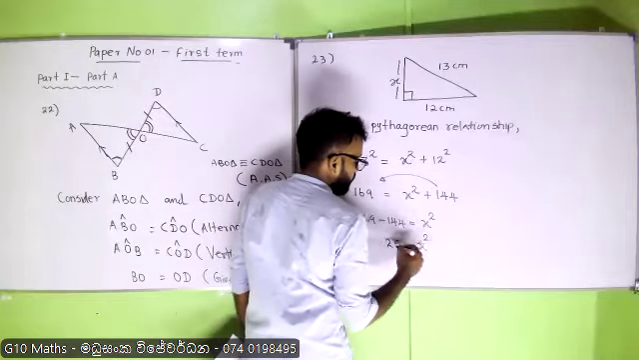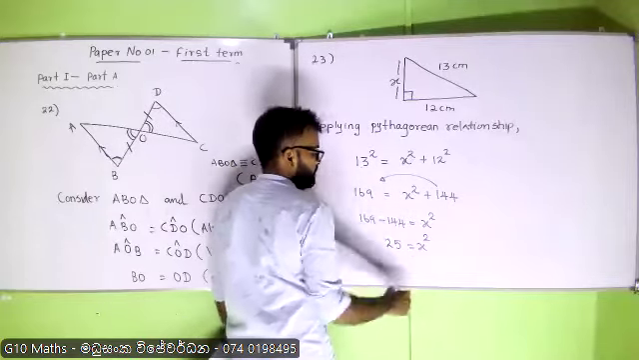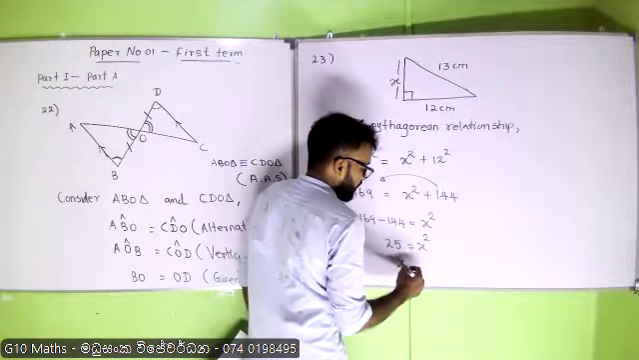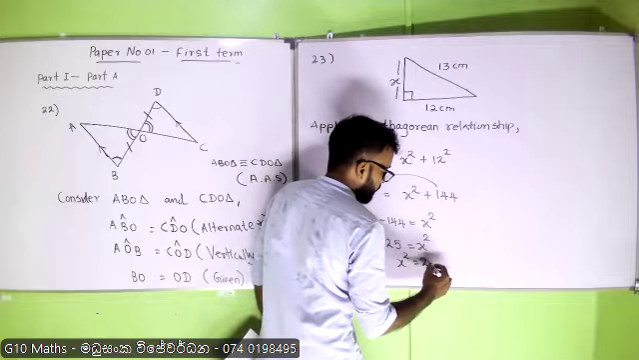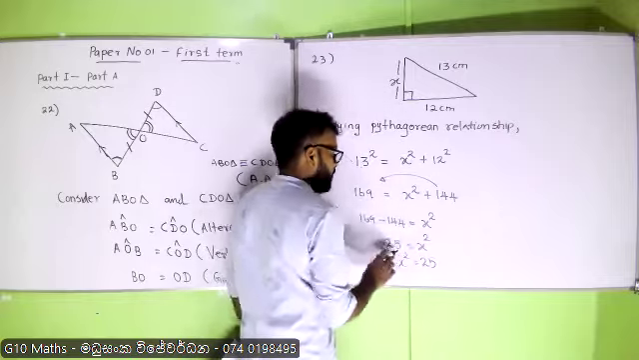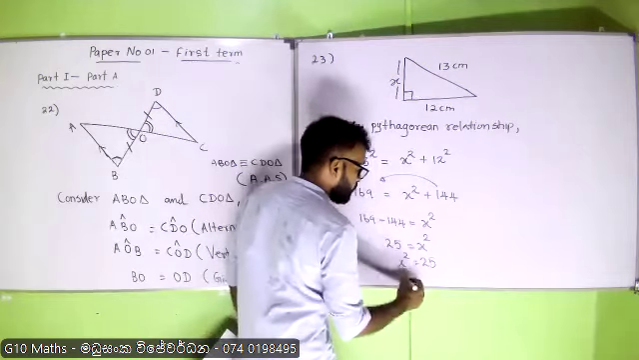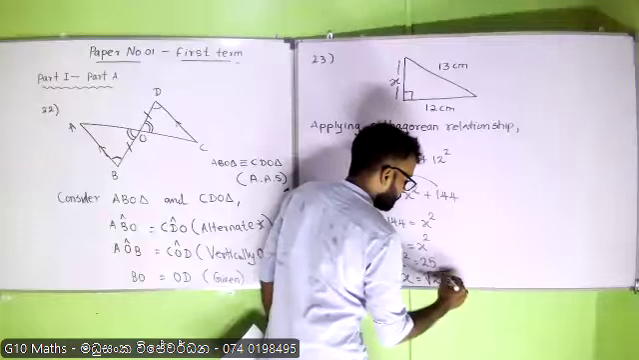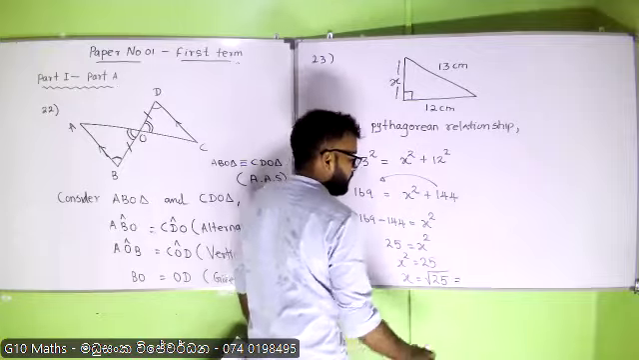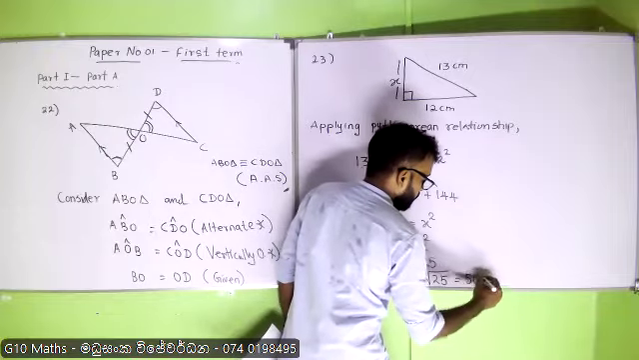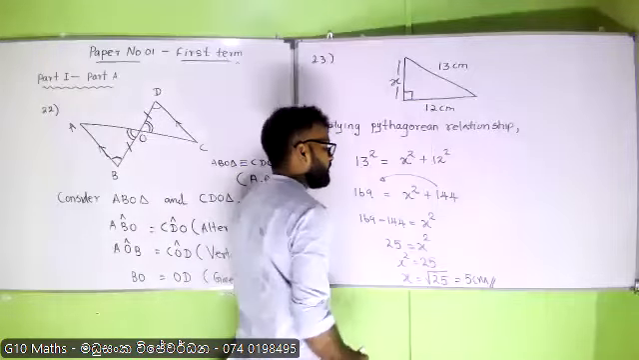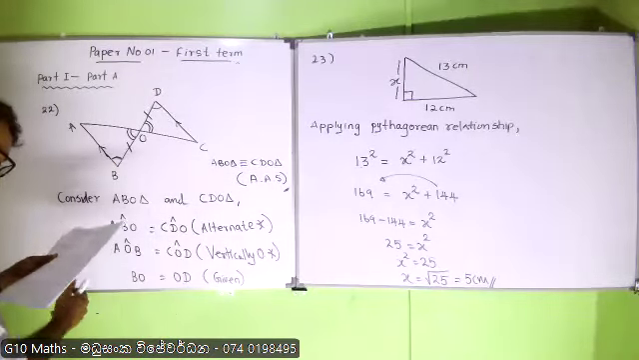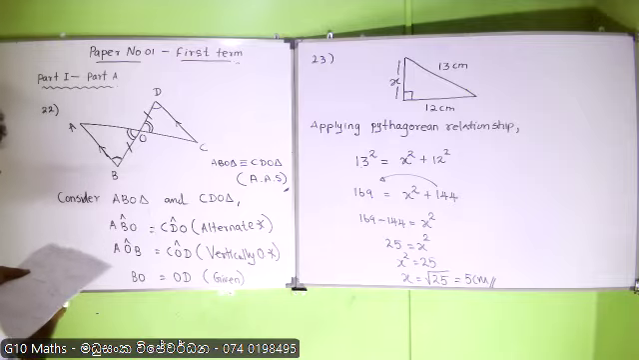X squared is equal to this. So you can write x to the power 2 equals 25. And this power 2 goes to the other side as the square root of 25. Positive square root of 25. The square root of 25 is 5. So x equals 5 centimeters. Done. Alright. Grade 9 now.